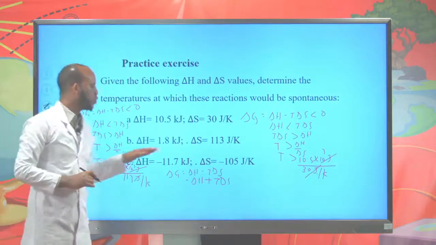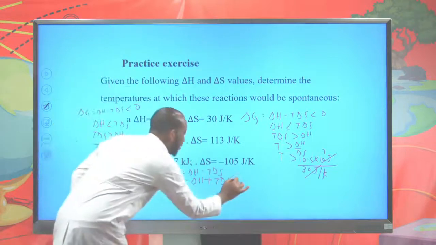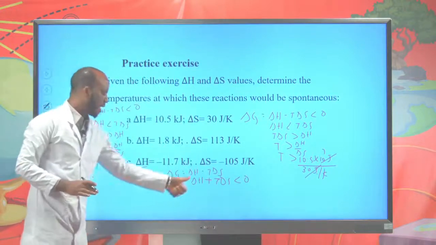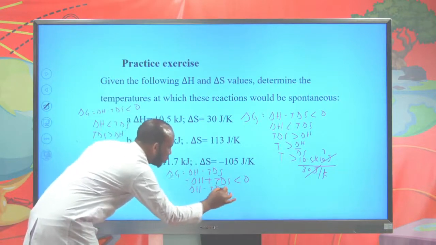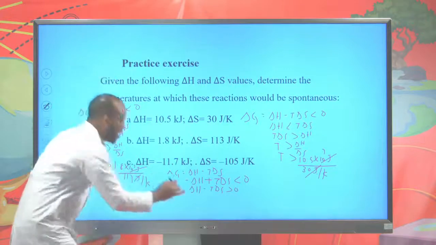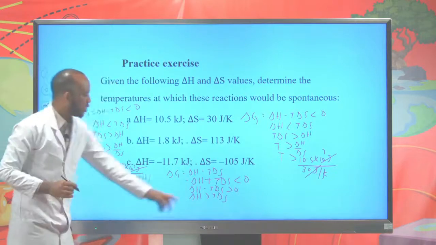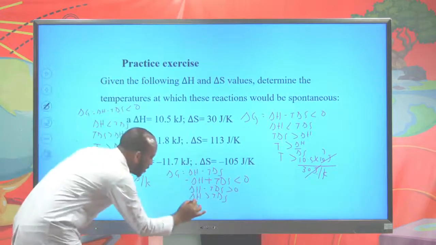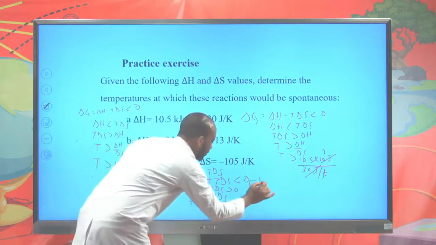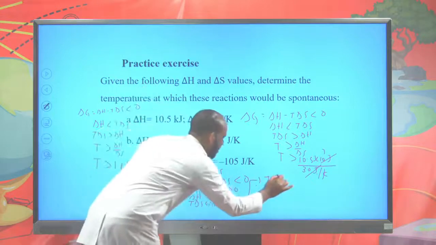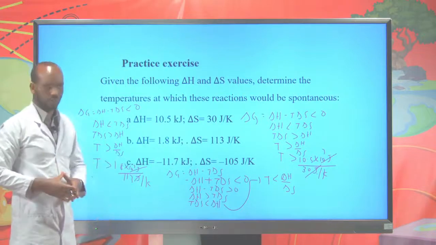For this reaction to be spontaneous, the Gibbs free energy change, delta G must be less than 0. Multiply both sides by negative 1. We can write this as delta H minus T times delta S is greater than 0. So delta H is greater than T times delta S, or T times delta S is less than delta H. Therefore, for T less than delta H divided by delta S, this reaction would be spontaneous.